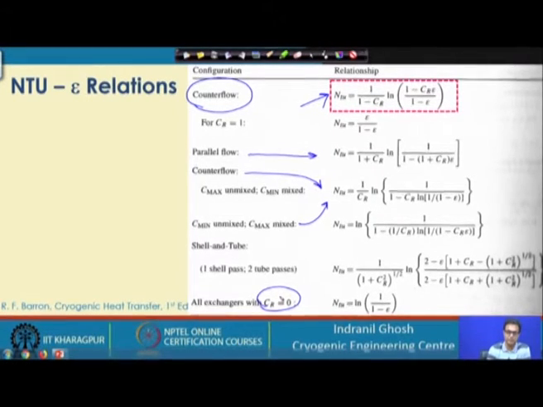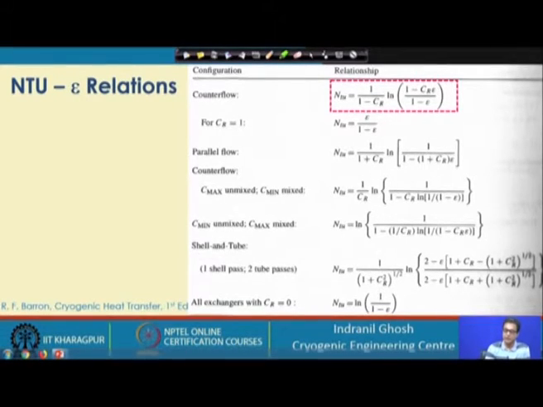The C min by C max equals 0, and you will find that this corresponds to a condensing or evaporating heat exchanger. So, in that case, we will have a simple relation NTU equals ln 1 by 1 minus epsilon. Now, depending on our situation, we may be knowing the epsilon, and in that case we can find out the NTU from this relation.